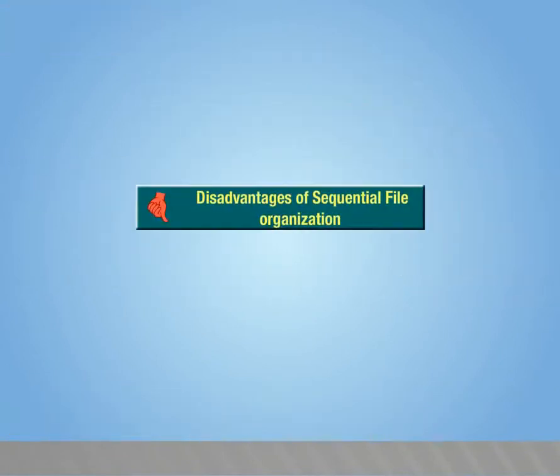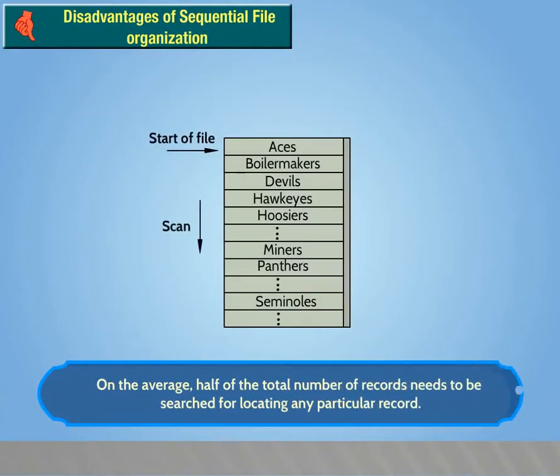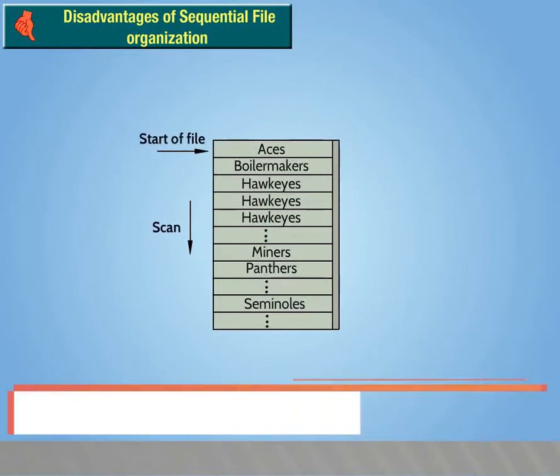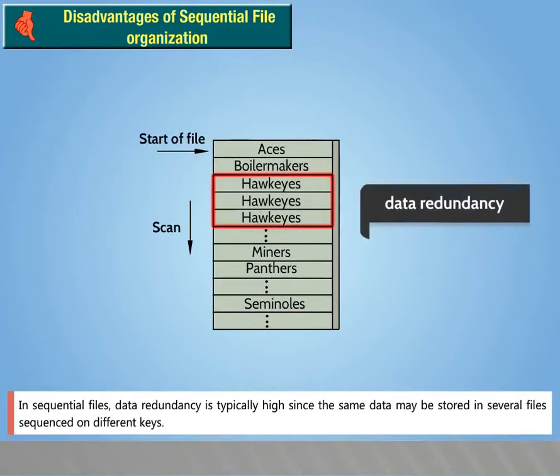Disadvantages of sequential file organization. On average, half of the total number of records needs to be searched to locate any particular record. In sequential files, data redundancy is typically high, since the same data may be stored in several files sequenced on different keys.